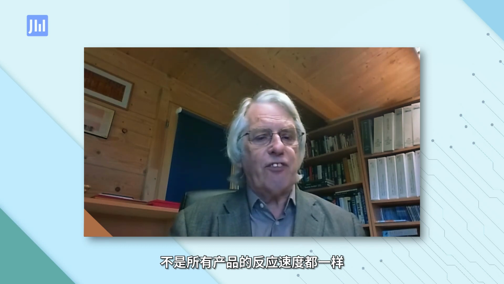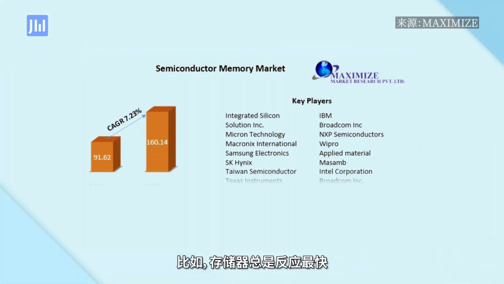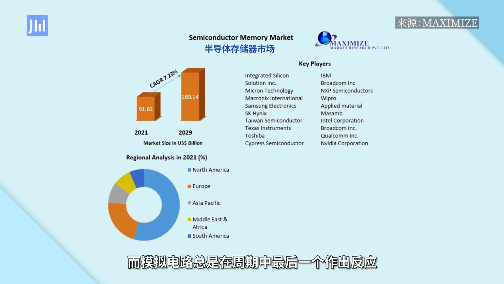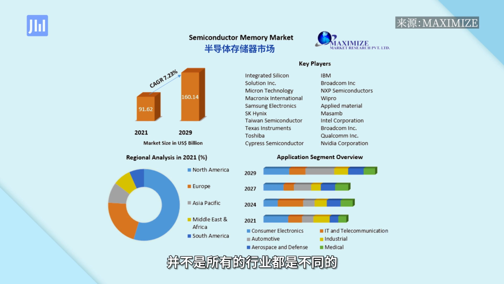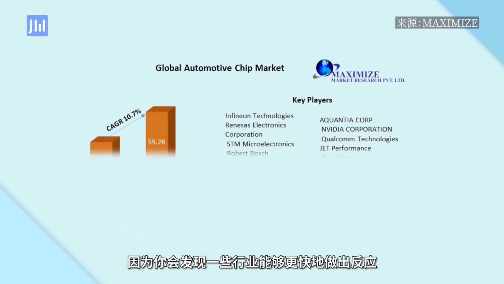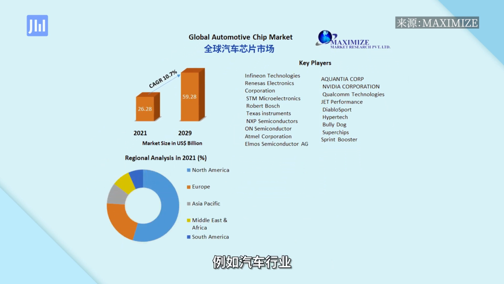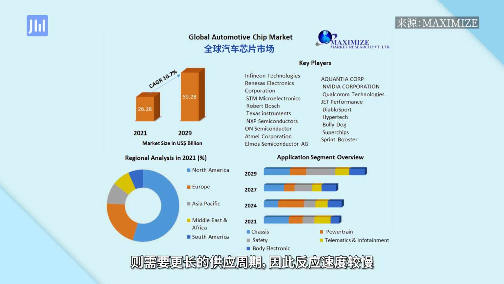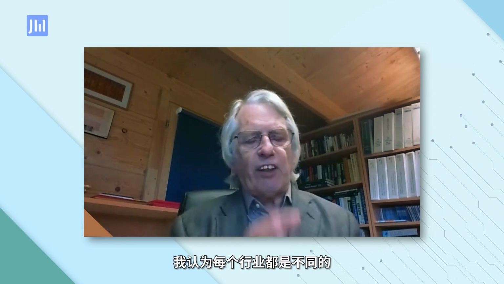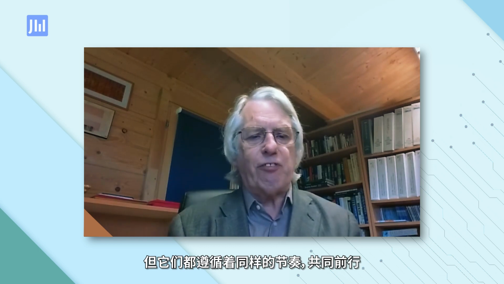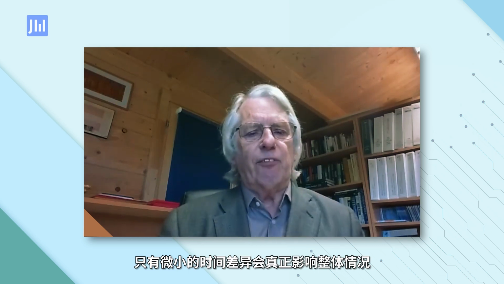Not all products react at the same time. Memory always reacts quickly, then micro, then logic, and then analog, which is always the last one to react in the cycle. And every sector is different as well. Some sectors, like the PC and consumer sectors, react much faster than, for example, the automotive sector, which has a much longer, slower lead time to supply. So every sector is different, every product is different, but they all march to the same drum. It's just small timing differences that really make the overall picture.